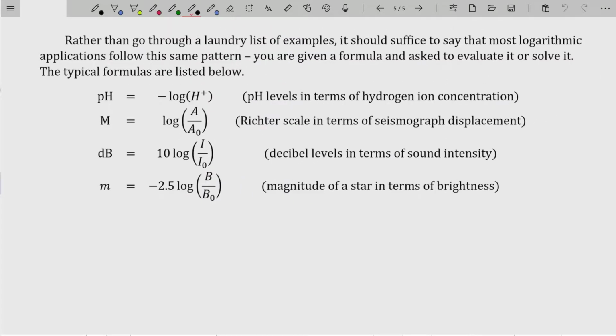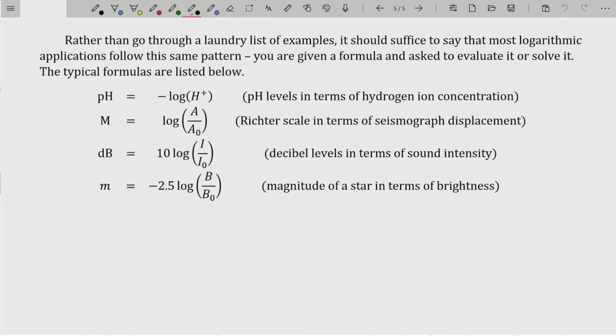So rather than go through a laundry list of examples, it should suffice to say that most logarithmic applications follow the same pattern. You're given a formula, you're asked to evaluate it or solve it. Here are some of the typical formulas. pH level versus the hydrogen ion concentration of a substance, so that you can relate the hydrogen ion concentration and determine the pH, basically. Richter scale and seismograph displacement. Decibel level and the sound intensity, which is watts per square meter. And then, for example, magnitude of a star in terms of brightness.